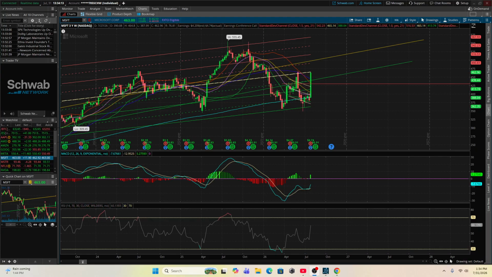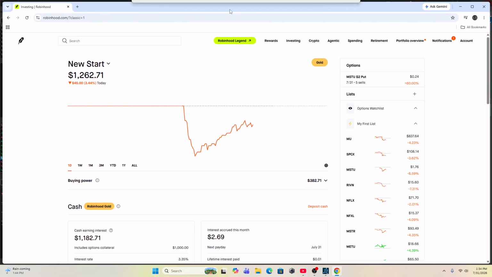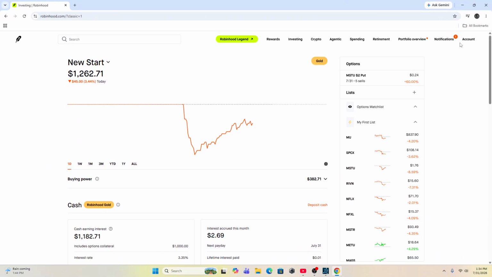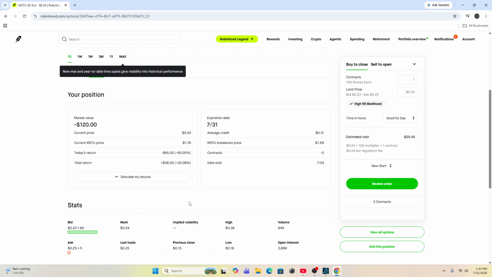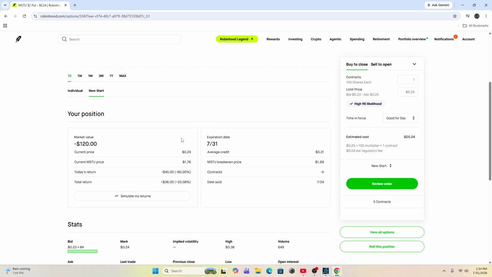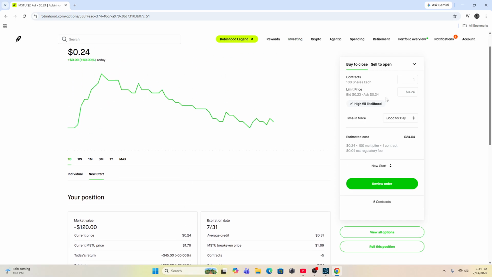Markets are still open. I want to get through this MSTU stuff because we have earnings, and so I want to get into that. I have MSTU $2 puts that I had sold. There's 5 of them there, and it's like average credit 31 cents. Its current price right now is 24 cents, and I'm going to roll these over to next week.